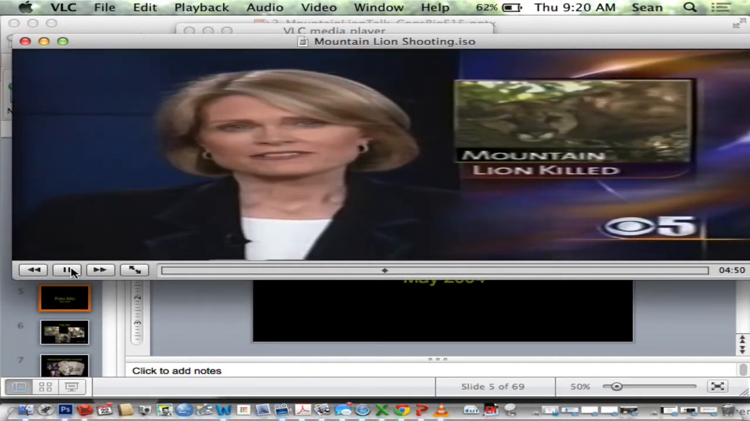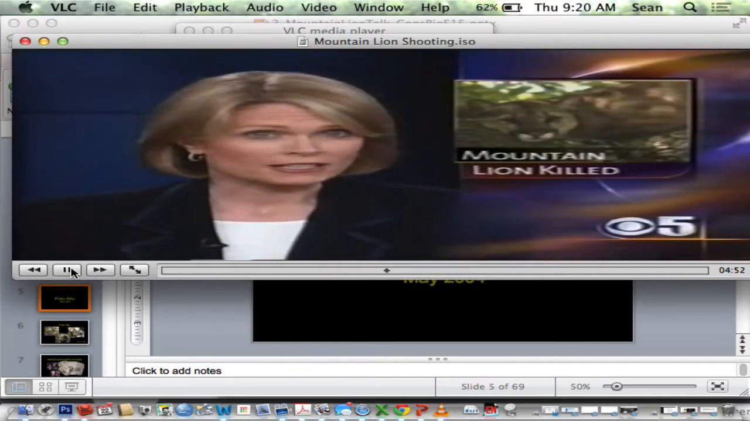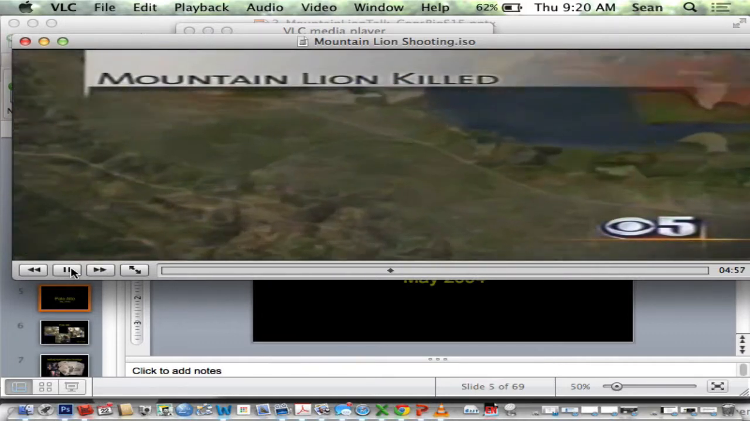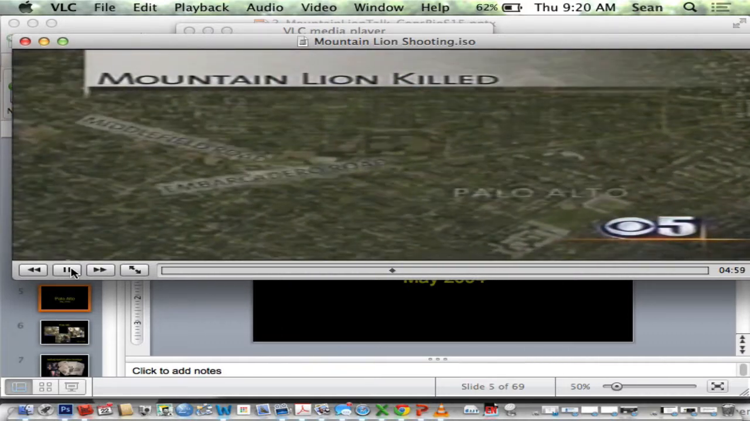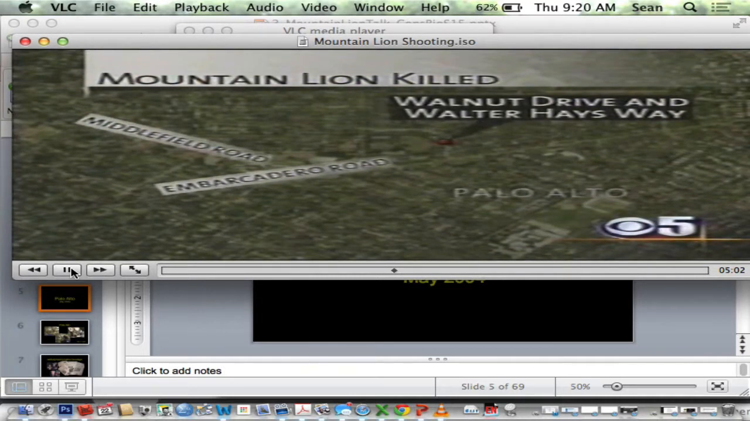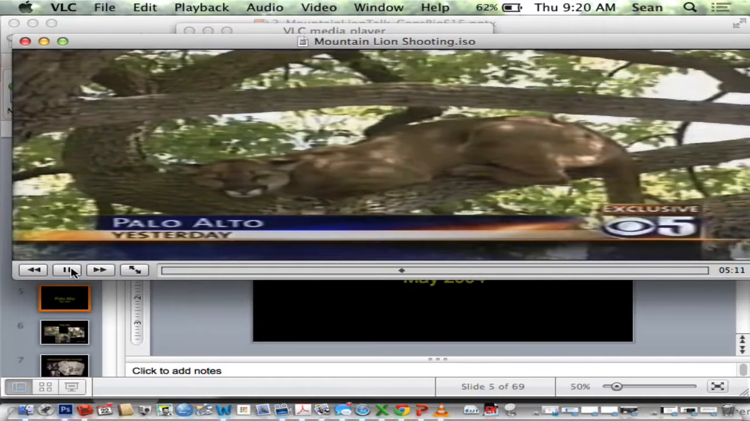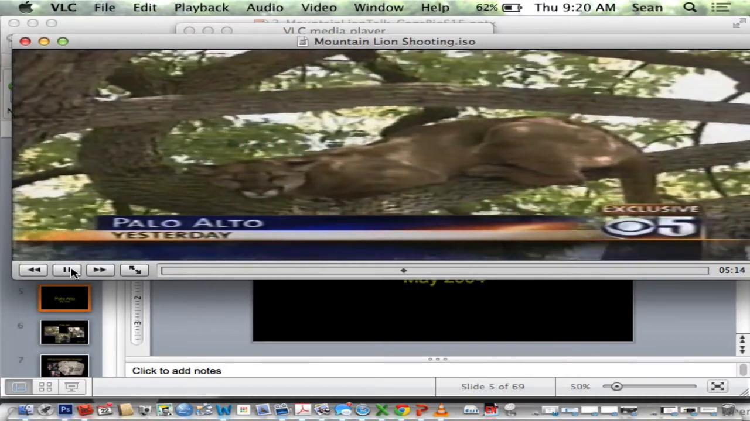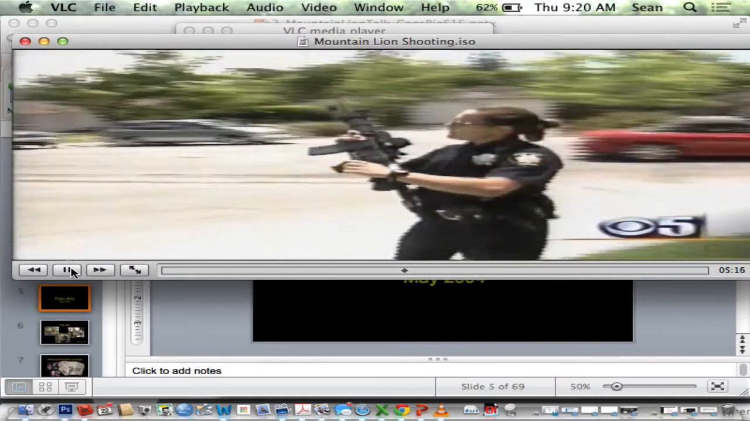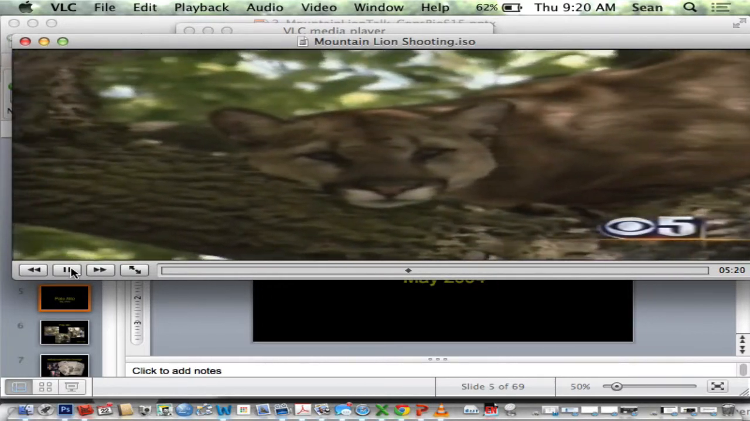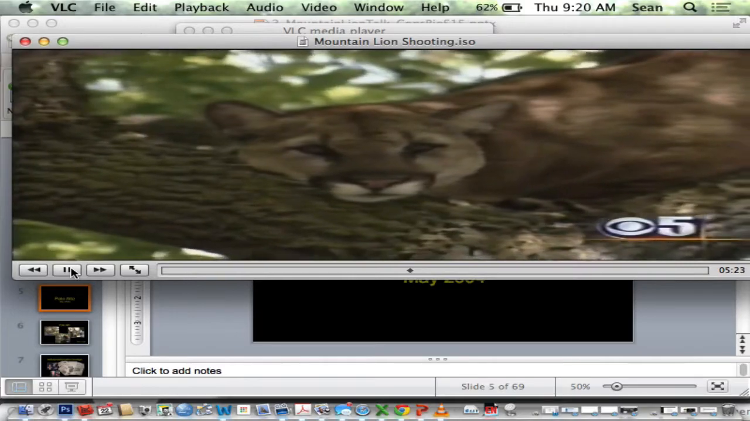Now, animal rights advocates are crying foul over the killing of a mountain lion that was prowling in Palo Alto. Police shot the big cat out of a tree at Walnut Drive and Walter Hayes Way. Ramirez explains why the mountain lion may have wandered so far into civilization. The Palo Alto Police Department has been swamped with calls protesting their shooting of a mountain lion yesterday. The graphic footage captured exclusively by a CBS 5 camera showed what happened when the animal wandered too far into a neighborhood in the heart of the city.